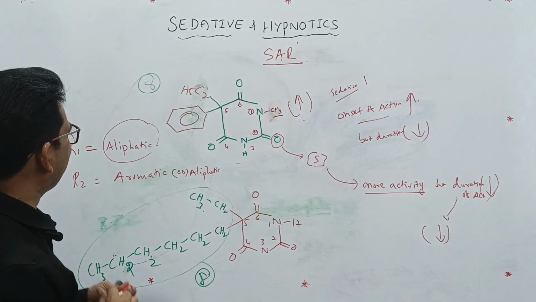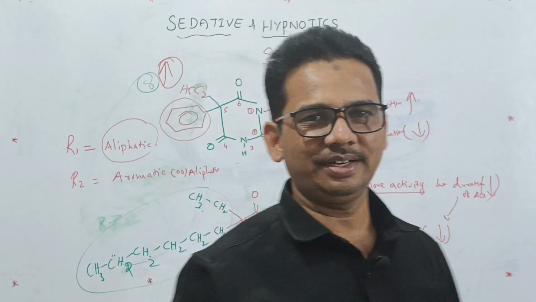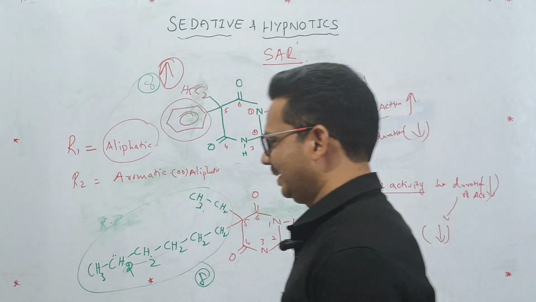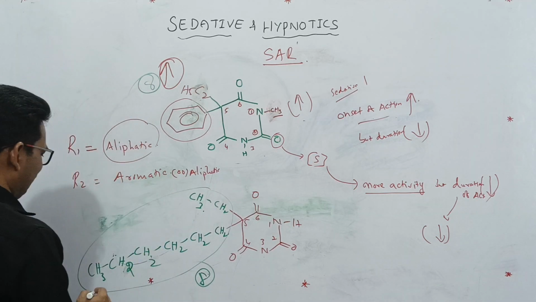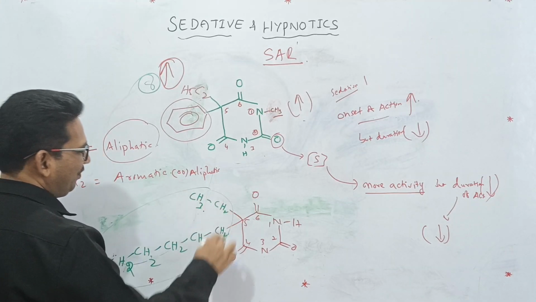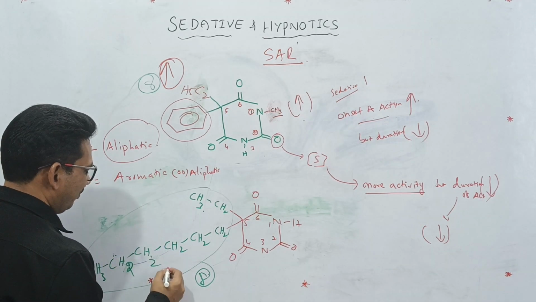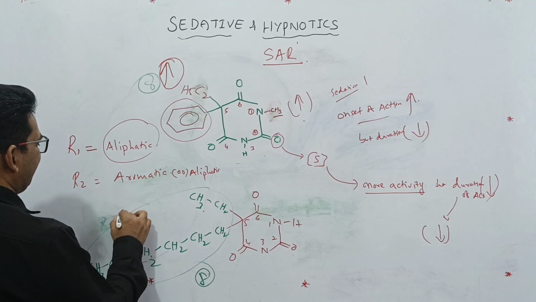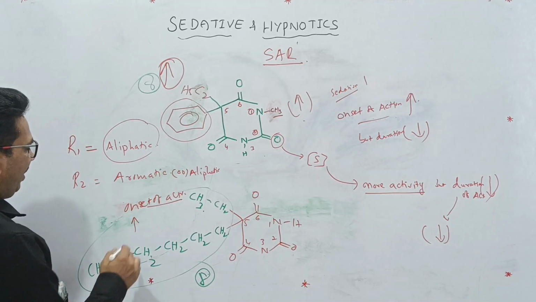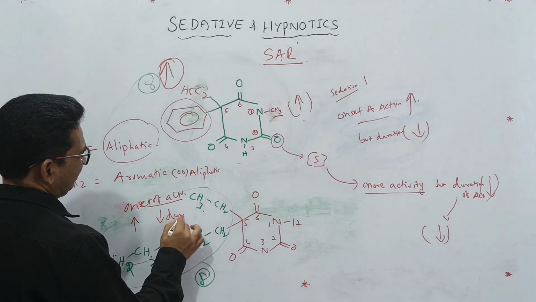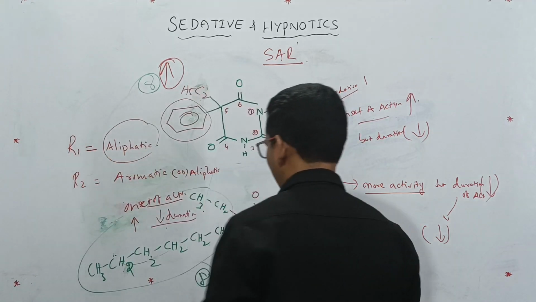But this one is more active because of the aromatic ring. How is the difference in the activity produced? In the same manner, I am discussing the 5th position only. If in this side chain the number of carbons is more, what will happen? More number of carbons increase the onset of action, but decrease the duration of action, when it has more number of carbons.